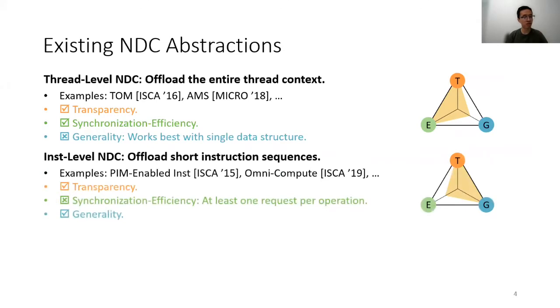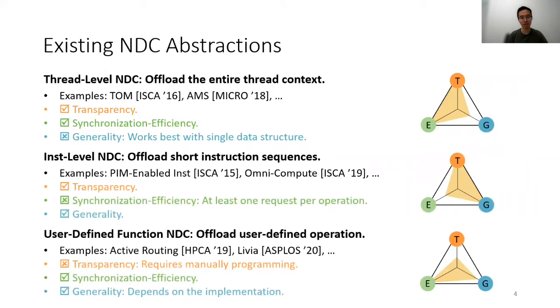The other extreme point is to offload a short sequence of a couple of instructions. It can be very flexible and thus provides transparency and generality. However, it is too fine-grained and sacrifices synchronization efficiency, as it takes at least one request per operation. Some works also offload user-defined functions. It usually requires manual programming and thus breaks transparency. It does provide synchronization efficiency and generality, but at the cost of sequential semantics. So the key research question here is, can we find a practical abstraction that is general, efficient, and program transparent?